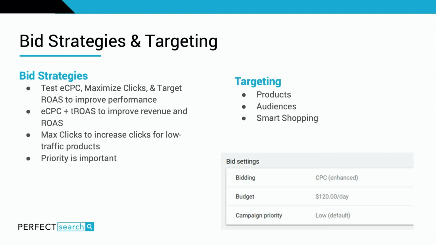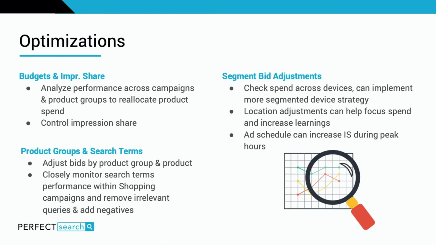So when it comes to different optimizations, we've already touched on how to optimize the product feed and some different companies that might help you do that. But also what's really important with shopping, especially if you're running manual campaigns, is to always look at the search terms and make sure that your products are showing up for relevant searches. And then you also want to make sure that your budgets are allocated correctly, as we discussed previously.